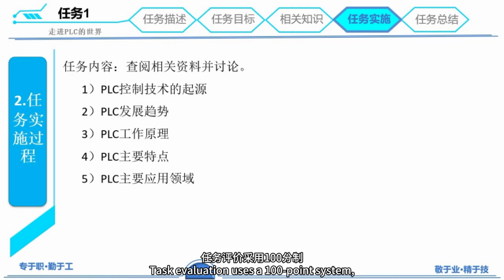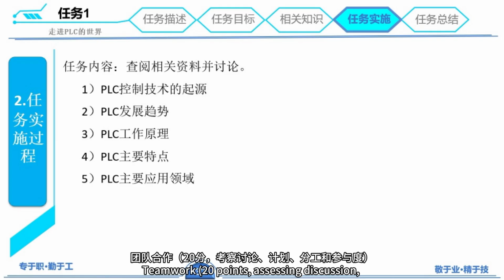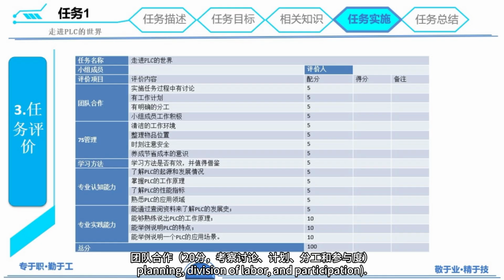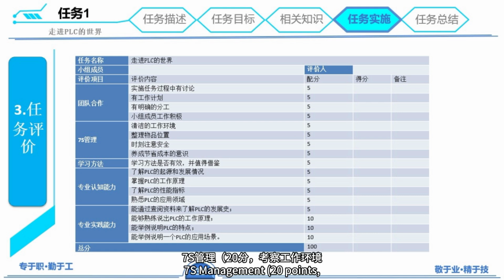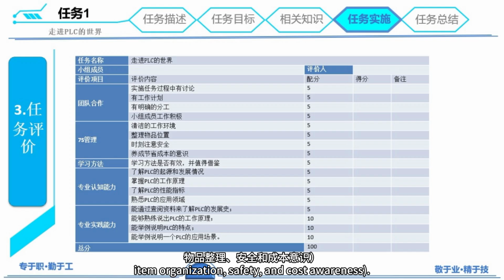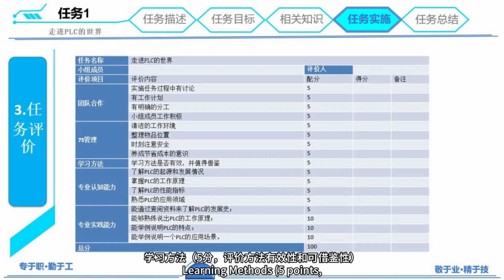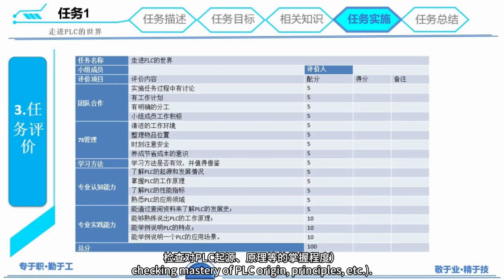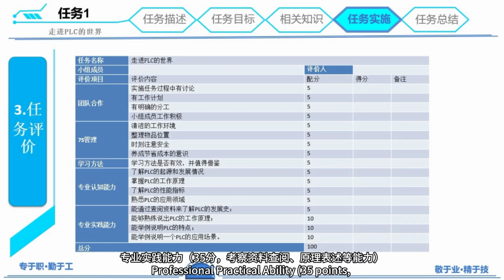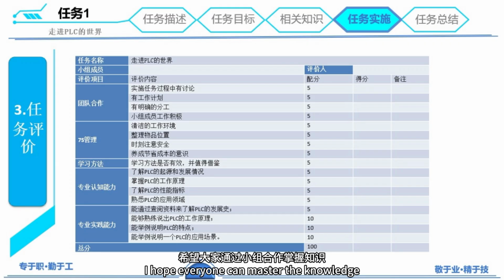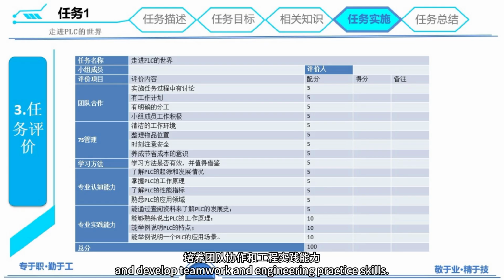Task evaluation uses a 100-point system, covering 4 dimensions. Teamwork, 20 points, assessing discussion, planning, division of labor, and participation. 7S management, 20 points, assessing work environment, item organization, safety, and cost awareness. Learning methods, 5 points, evaluating method effectiveness and applicability. Professional cognitive ability, 20 points, checking mastery of PLC origin, principles, etc. Professional practical ability, 35 points, assessing research, principle explanation, etc. I hope everyone can master the knowledge through group cooperation and develop teamwork and engineering practice skills.